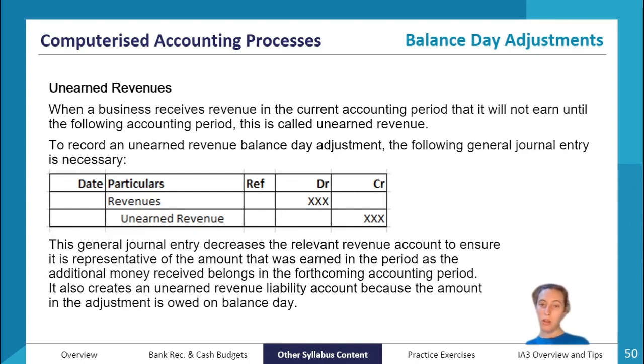Unearned revenues is also another liability. So when a business receives revenue in the current accounting period that it will not earn until the following accounting period, that is when we have an unearned revenue. You haven't earned the money that you've received yet. So to record this, you want to have a debit to the revenue account and then a credit to the unearned revenue account. That's because both of these are a credit by nature. The unearned revenue account is increasing though, so it's credited as per its nature.